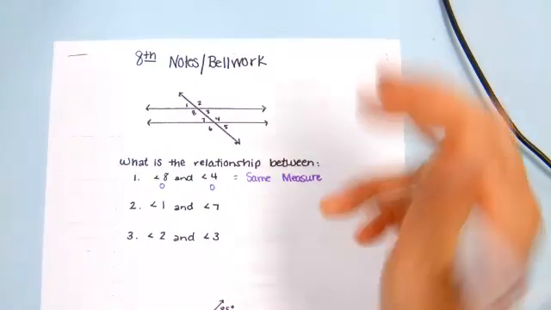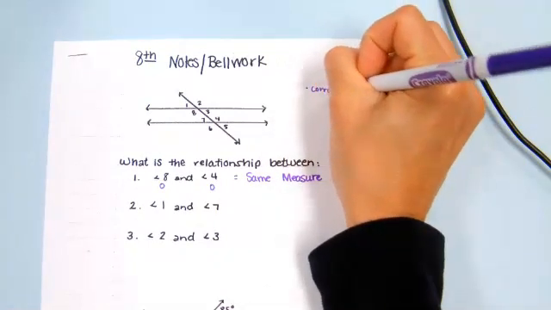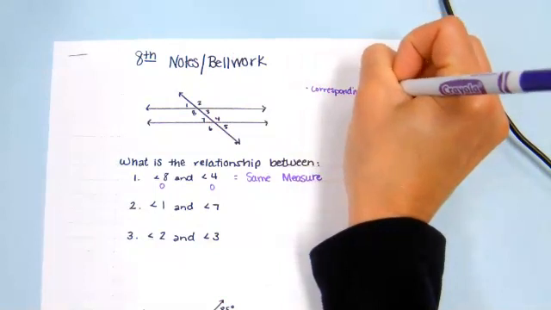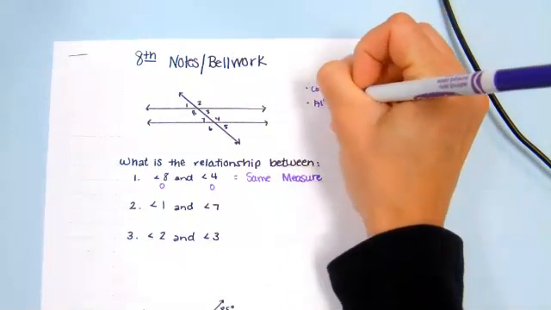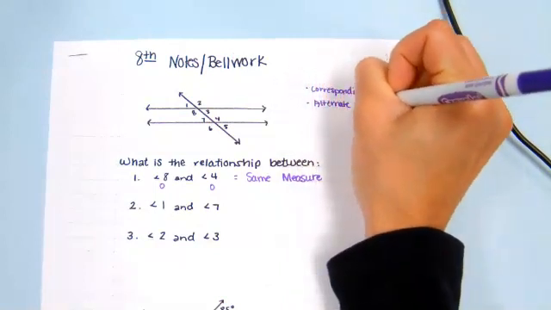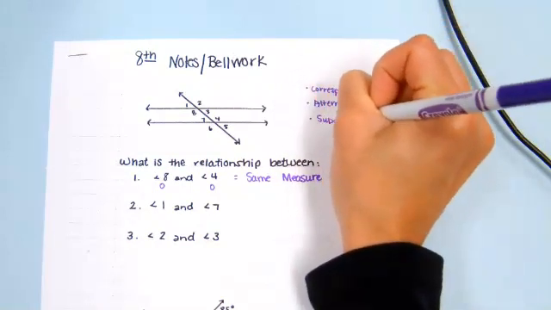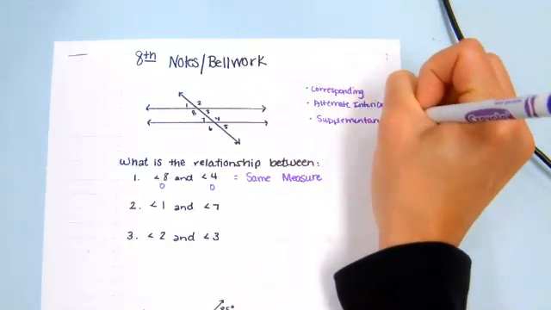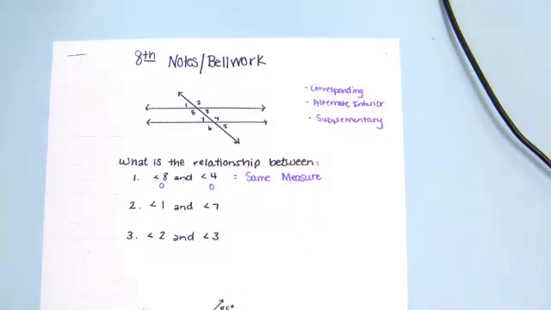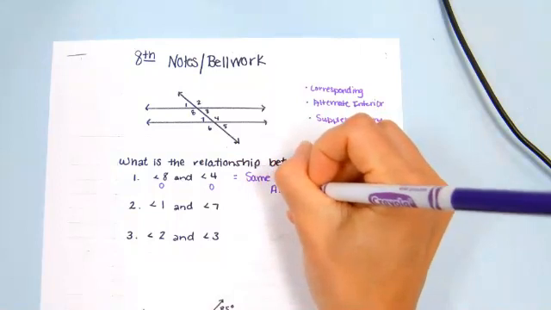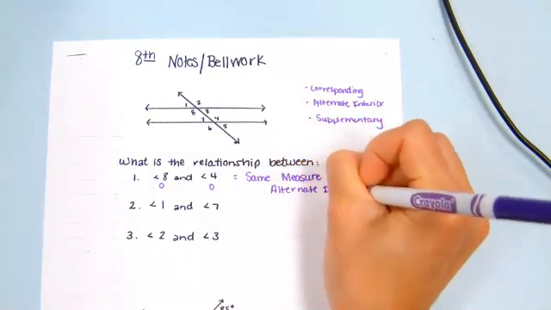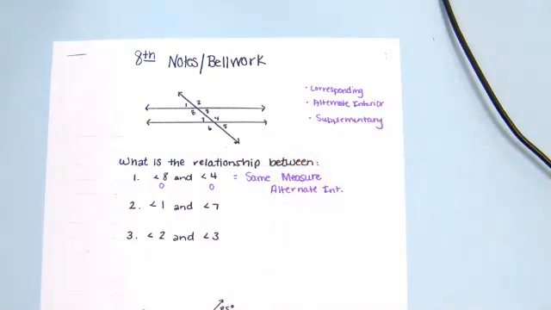The vocabulary terms we're looking for are corresponding, alternate interior, and the last one we're looking for at this point is supplementary. Okay, so which one is this one? 8 and 4 is what kind? Go, Mayana. That's right. They are alternate interior, because they are both on the inside of the parallel lines and they're the same measure, they are alternate interior angles. Great work.